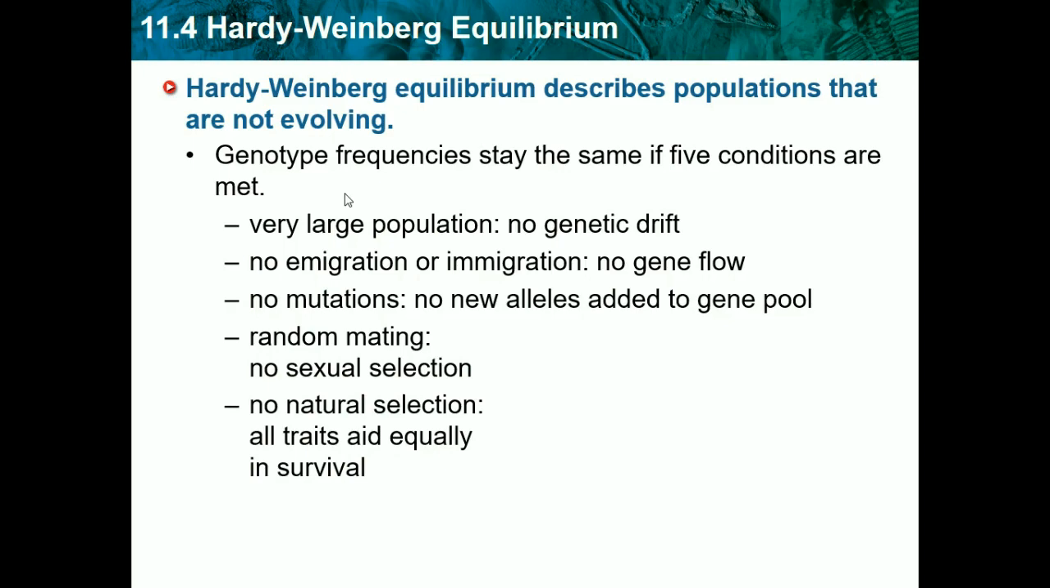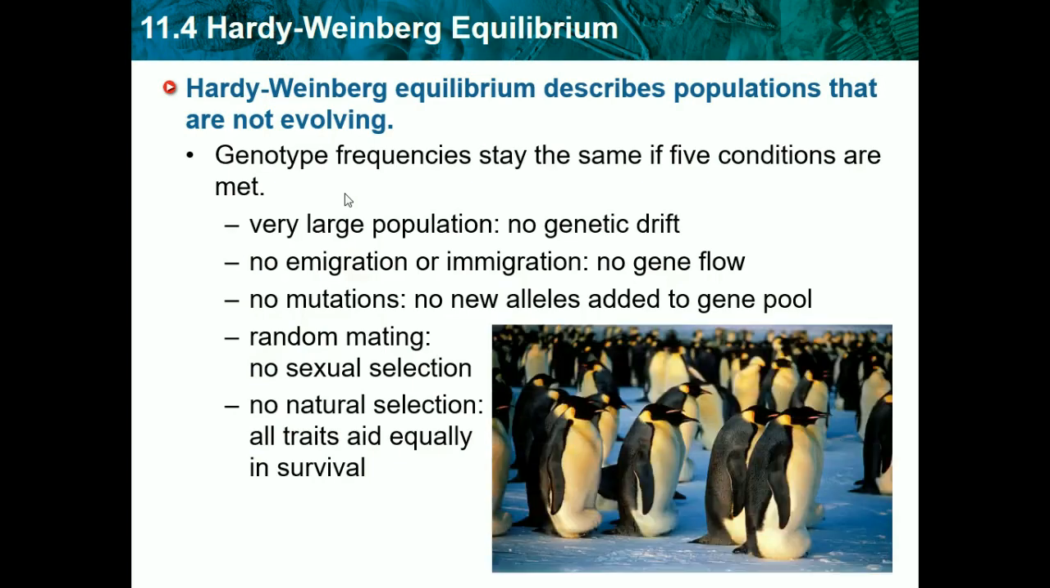So these 5 criteria basically mean a population is natural and normal. No new genes are added to the gene flow. Everything is flowing perfectly fine. Nobody's evolving, and everybody's doing fine. So if these 5 criteria are met, it is Hardy-Weinberg equilibrium.